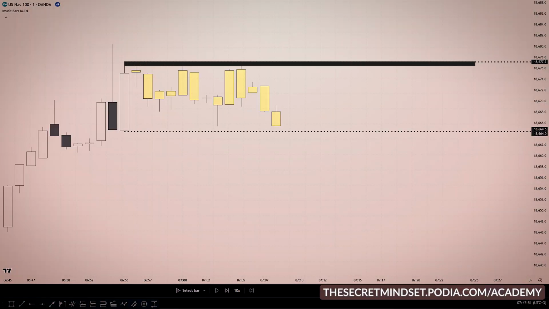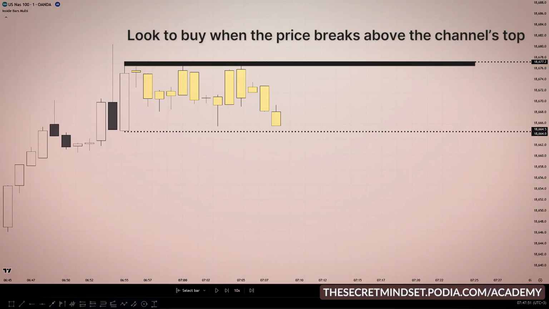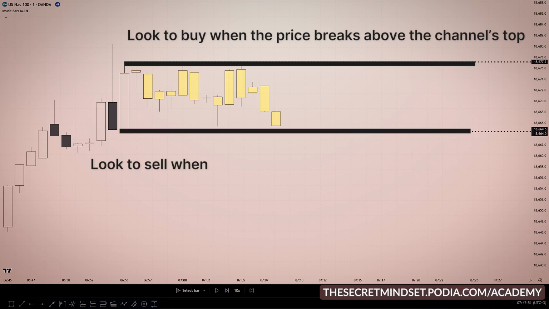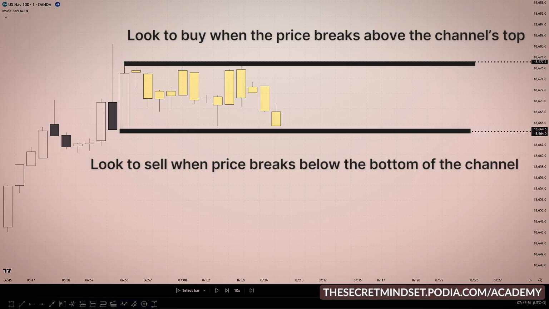For a buy trade, you'd enter when the price breaks above the channel top. For a sell trade, you'd enter when it breaks below the bottom. The scalping plan here is that after this tight consolidation, the market is ready to make a bigger move.